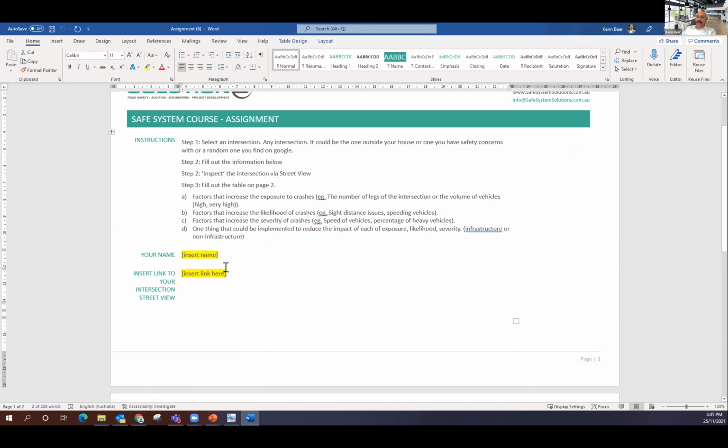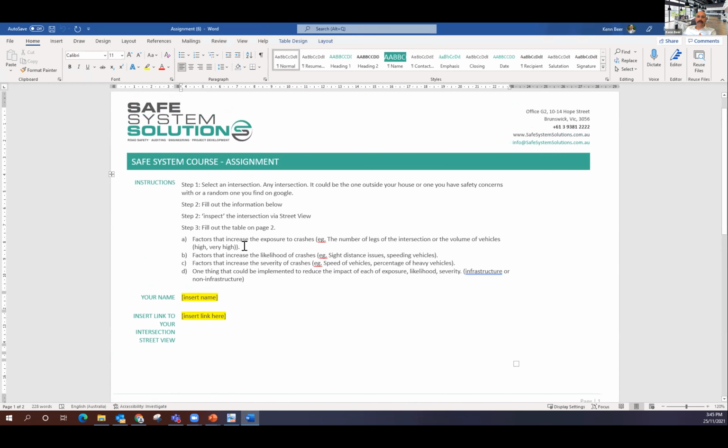So you're going to put your name in, and then you're going to pick an intersection. Now, it could be the intersection out the front of your house. It could be an intersection you remember, or an intersection you're working on. It could be the one out the front of the office, whatever it is. You don't even need to go to this intersection. You can look at it in Street View. It's a very quick exercise. I don't want you to cancel your weekend plans to do this assignment because hopefully it'll take you 10 minutes, 15 minutes at most.